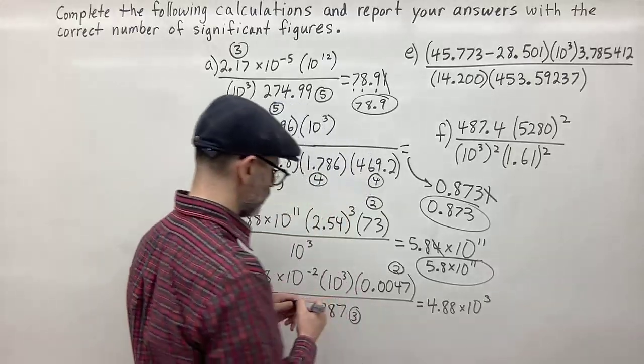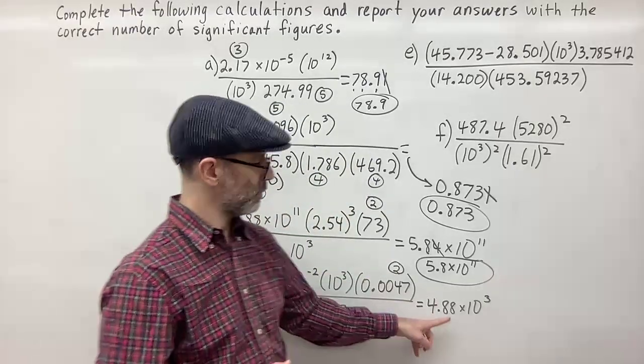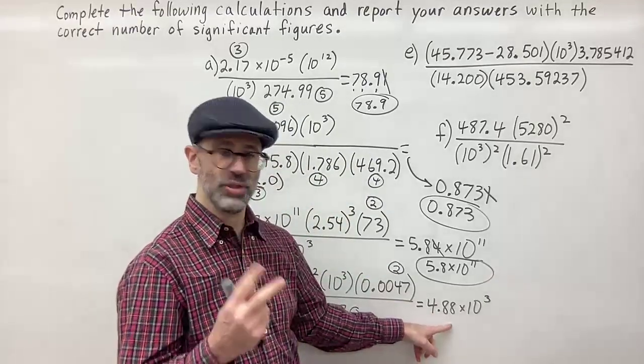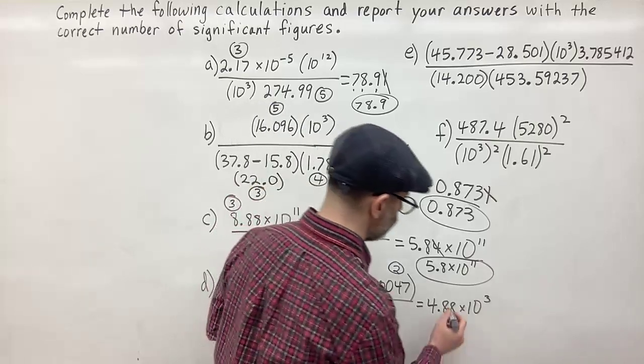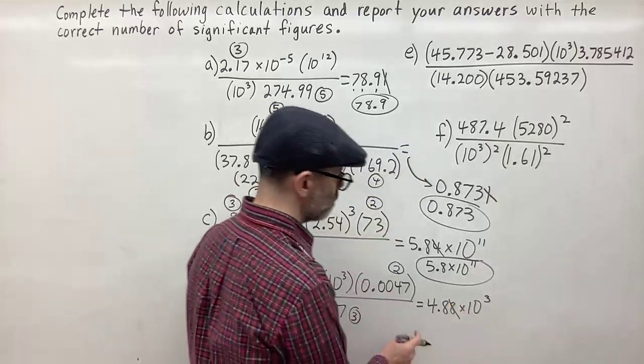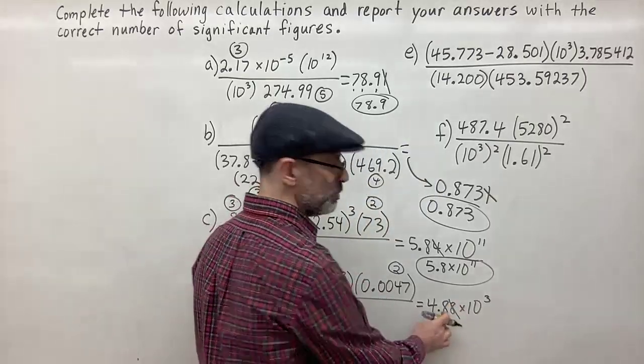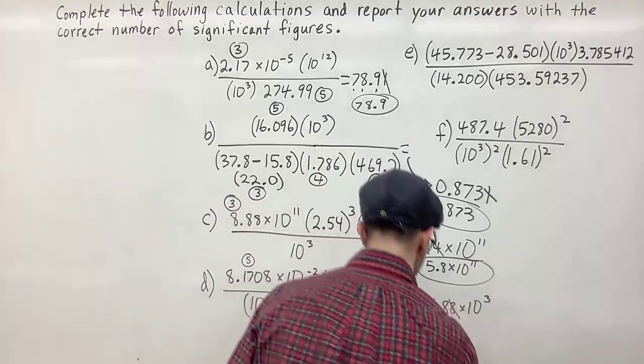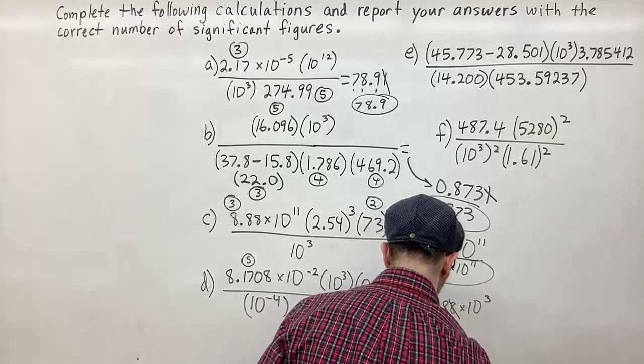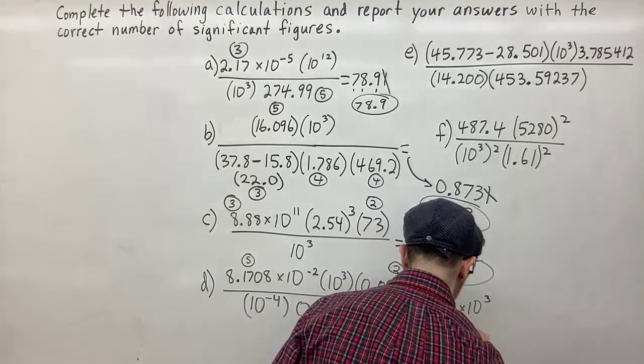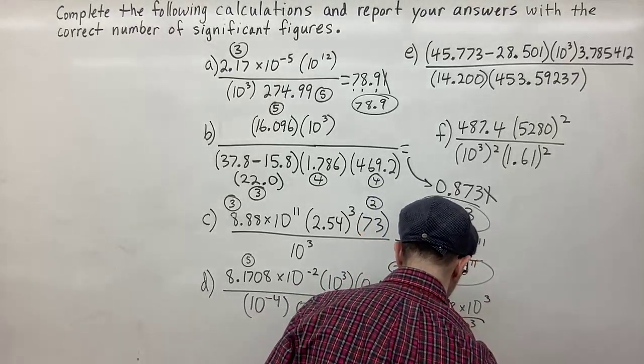So the least number of sig figs is 2. So that means my answer should have 2 sig figs, not 3. So I'm going to drop the 8 here, and this 8 needs to be rounded to a 9. So my final answer is 4.9 times 10 to the third.